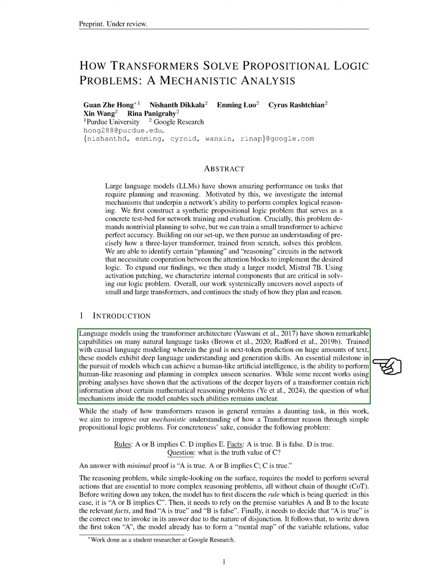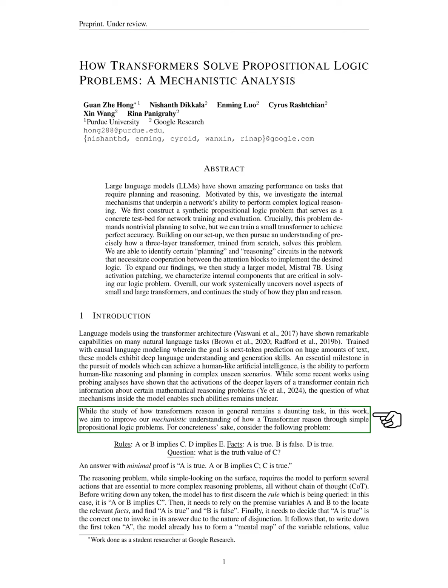A key goal in creating models that can mimic human-like intelligence is enabling them to reason and plan in complex, unfamiliar situations. Recent studies have shown that the deeper layers of transformers contain valuable information for solving certain mathematical reasoning problems, but we still do not fully understand how these models achieve such reasoning abilities. Our work aims to enhance our understanding of how transformers reason through simple propositional logic problems.